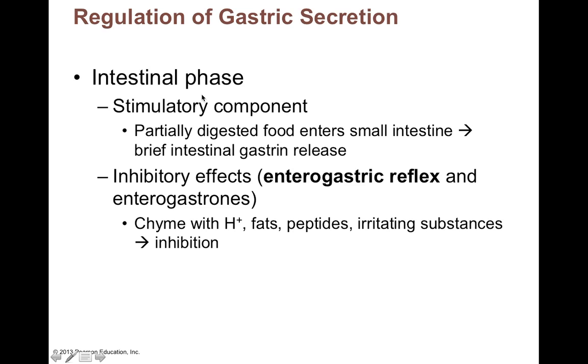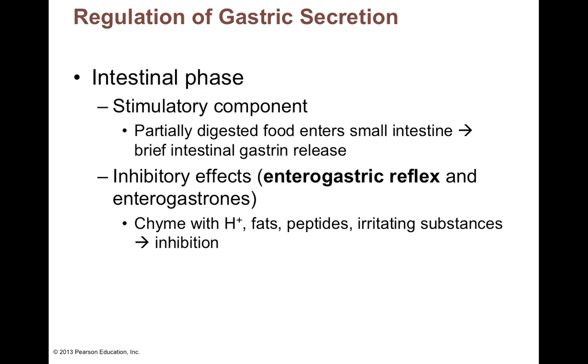So remember, in the gastric phase, you release gastrin. Gastrin excites the stomach to release more juices, right? Now, during the intestinal phase, there's two major parts. We have a stimulatory and an inhibitory component to this gastric phase. The stimulatory component is where you have partially digested food that enters the duodenum, and that temporarily leads to a kind of a brief influx of gastrin in the bloodstream.